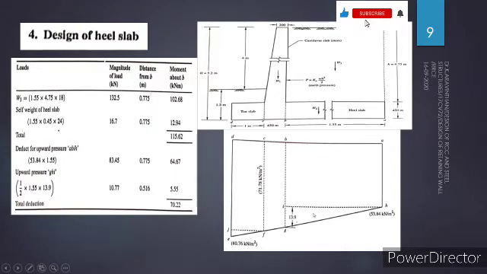In order to find this area, how to find this? You can find the rectangular area: 53.84 into 1.55, which is the height and the width. If you multiply that, you will get the magnitude of 83.45. And what about this triangle? 13.9, which is the distance.